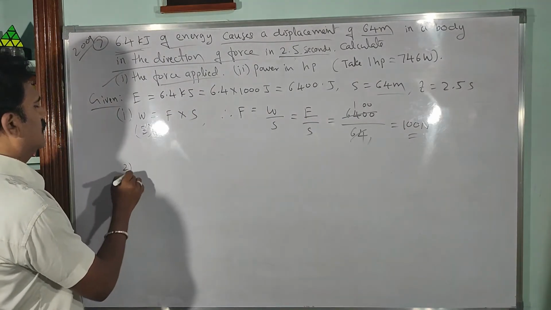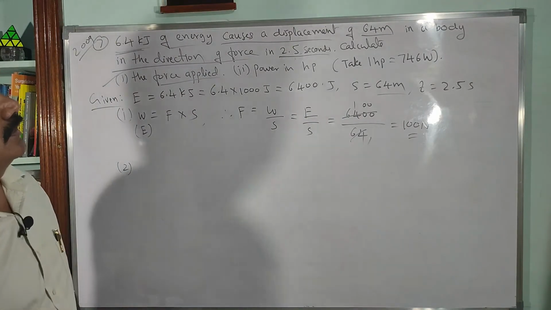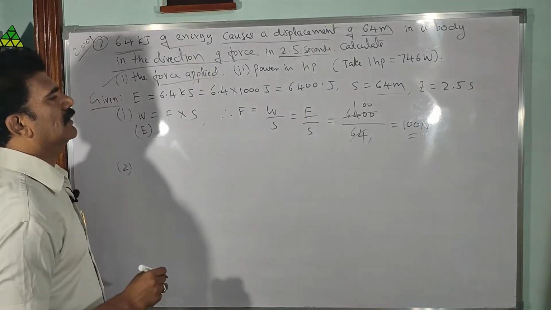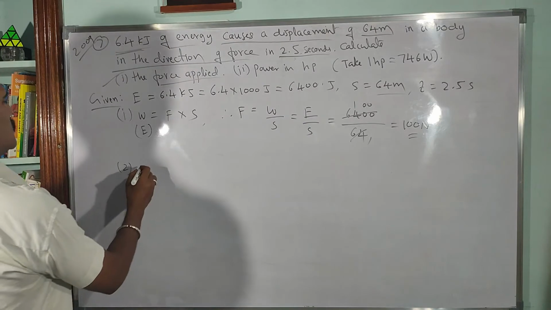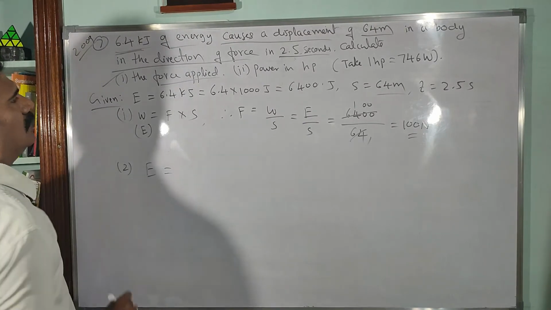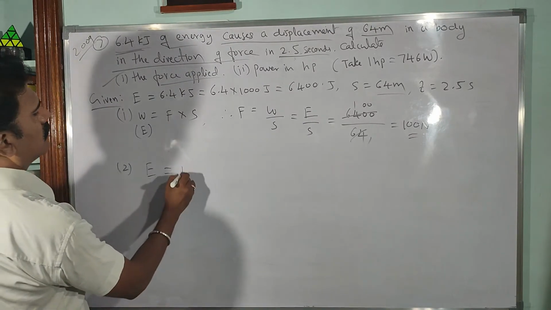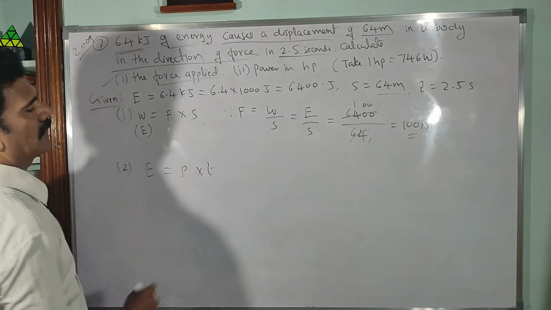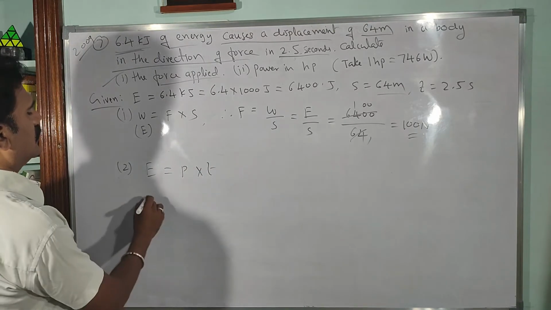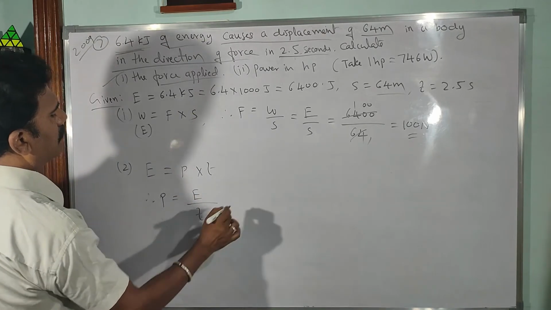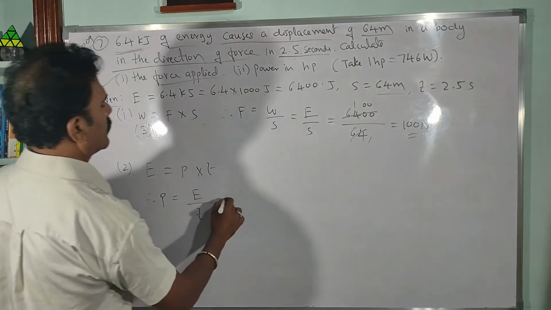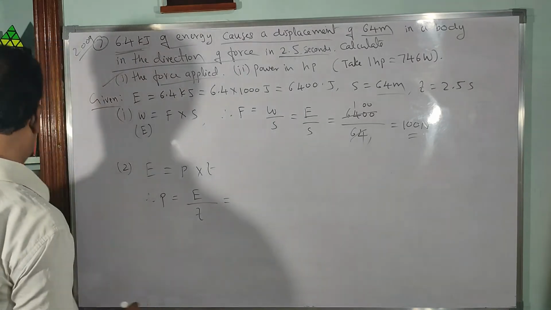What about the second part? Power in HP. First you calculate the power, then you can convert it to HP. Okay, first you consider the equation relating energy to power. So that is E is equal to power into time taken. Therefore to calculate the power, it is energy divided by time. So what is the energy?